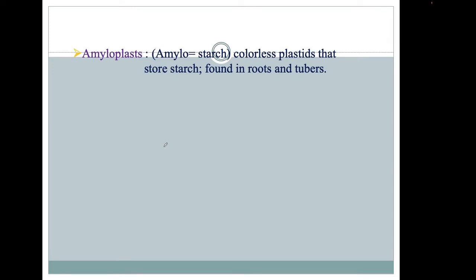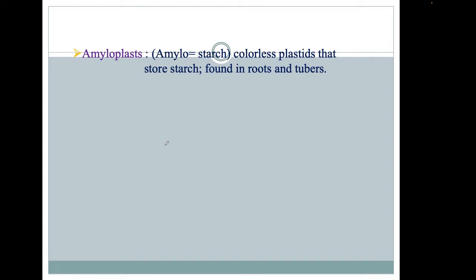What is an amyloplast? That means also leucoplast. The colorless plastids which are concerned with the storage of organic food material are called leucoplasts. They are found in deeper tissues which are not exposed to sunlight. Depending on the nature of food storage in them, they are identified as amyloplast, storing starch; aleuroplast, storing proteins; and elaioplast, storing fats and oils.